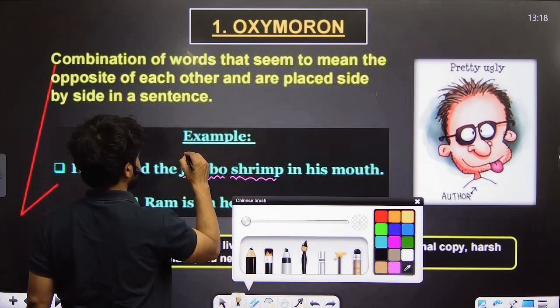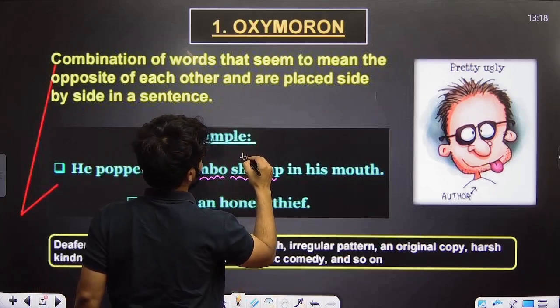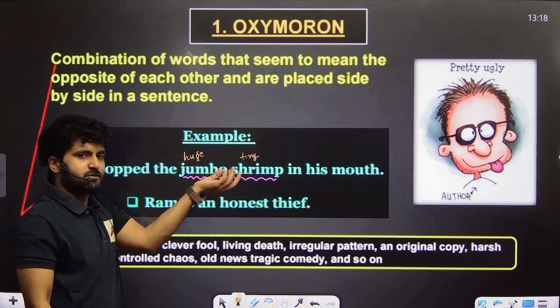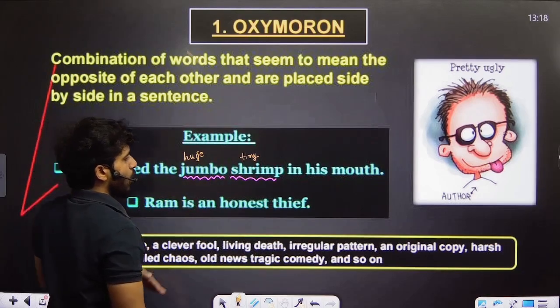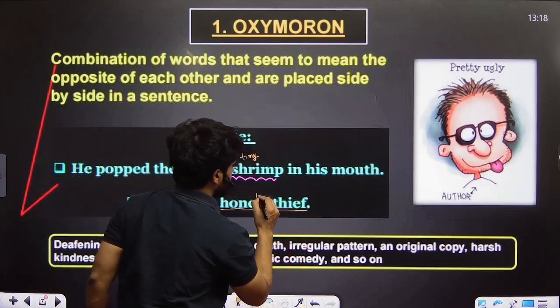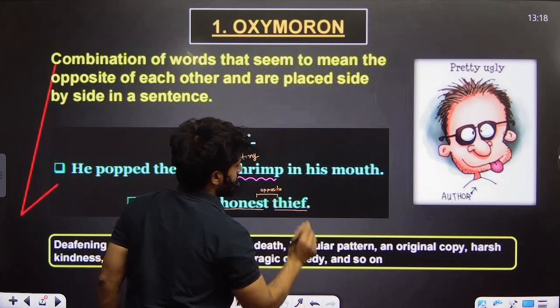Huge, we can say. Okay, and here shrimp, we can say tiny, small. Okay, so here you can observe that these two opposite words are placed side by side. Similarly, Ram is an honest thief. So here honest and thief, they both mean opposite to each other. So they are termed to be oxymoron.